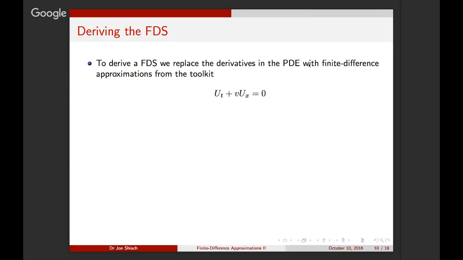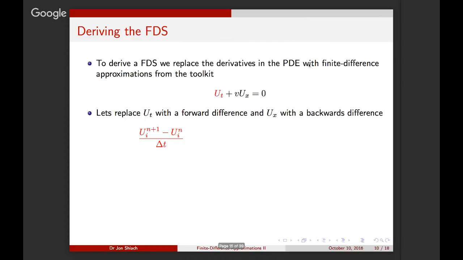Okay, next thing we do, we derive the finite difference scheme. So that's our PDE, that's what we're trying to solve. What I'm going to do is replace this derivative here with a forward difference. I've chosen a finite difference from our finite difference toolkit and just replaced that there. Depending on the order of accuracy I want depends upon which finite difference approximation I use. So I'm going to derive a very simple one here, a first order scheme. So I've chosen a first order finite difference.